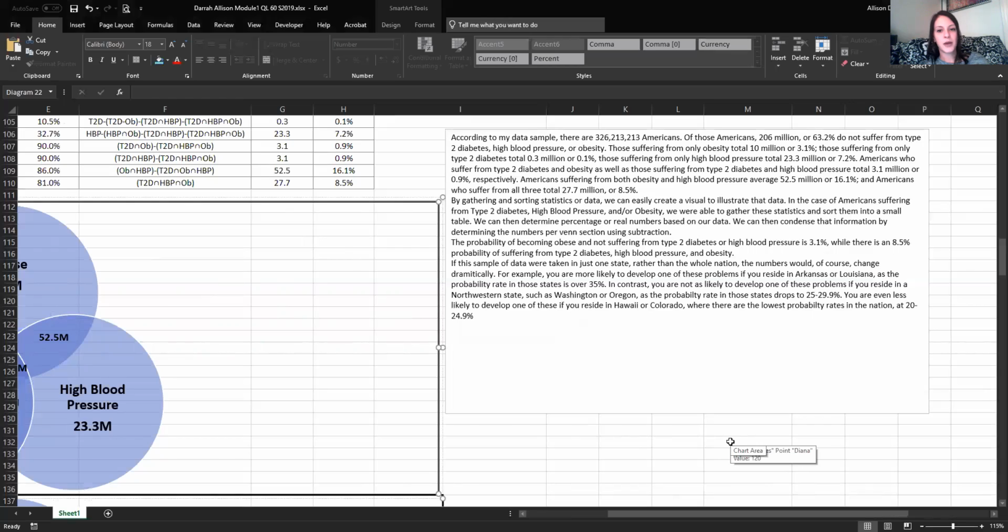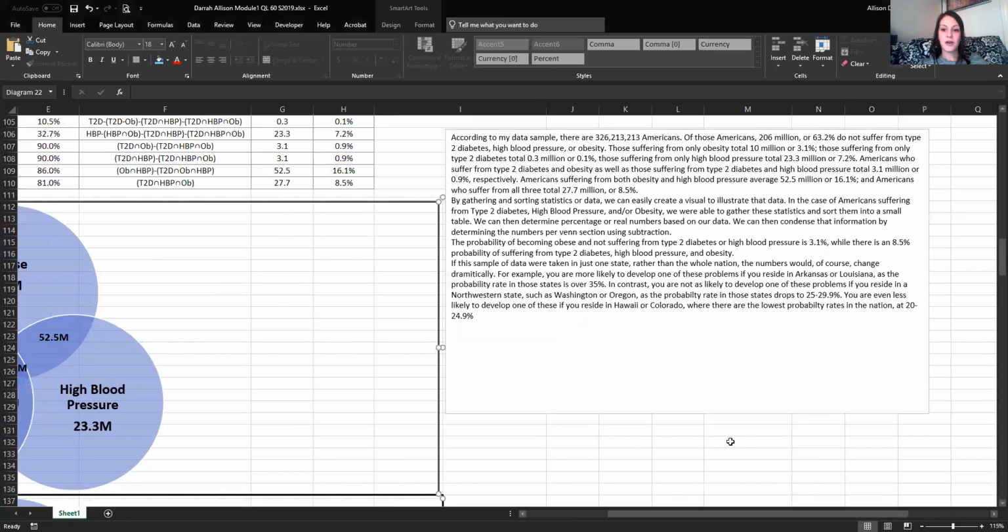The probability of becoming obese and not suffering from type 2 diabetes or high blood pressure is 3.1%, while there is an 8.5% probability of suffering from type 2 diabetes, high blood pressure, and obesity. If this sample of data were taken in just one state rather than the whole nation, the numbers would, of course, change dramatically. For example, you are more likely to develop one of these problems if you reside in Arkansas or Louisiana, as the probability rate in those states is over 35%.